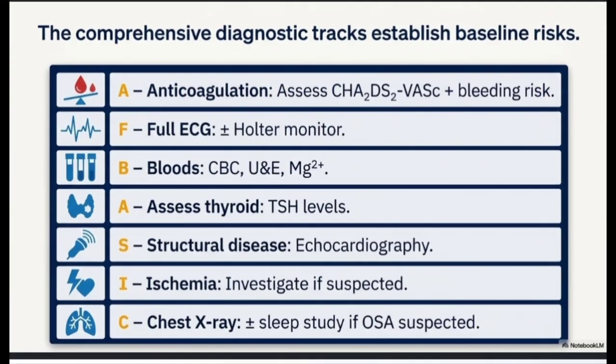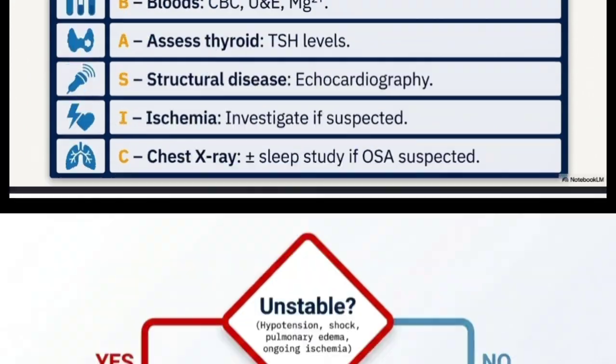The comprehensive diagnostic track establishes baseline risk, like anticoagulation, assessing the CHA2DS2-VASc score with bleeding risk, a full ECG with or without Holter monitoring, blood levels of hemoglobin and others, complete blood count with urea, electrolytes and magnesium levels, thyroid status through TSH, a very common association, structural problems through echocardiography of the heart, ischemia if suspected, and chest X-ray with or without a sleep study if obstructive sleep apnea is suspected.